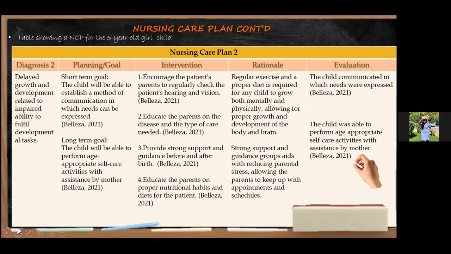Rationale: regular exercise and proper diet are required for any child to grow both mentally and physically, allowing for proper growth and development of the body and brain. Strong support and guidance groups aid in reducing parental stress, allowing the parents to keep up with appointments and schedules. Evaluation: the child communicated in which needs were expressed, and the child was able to perform age-appropriate self-care activities with the assistance from the parents.